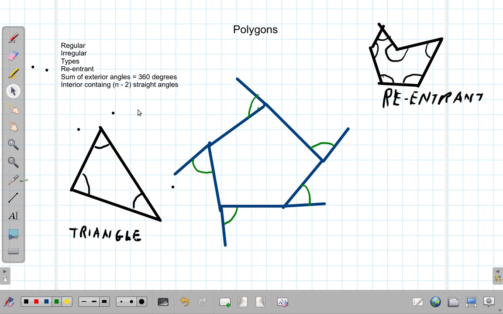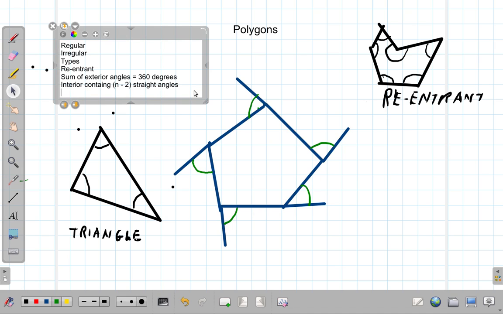Shouldn't have the 180 degrees the same as straight angles, so I was just repeating myself there. Now, it means that you have a formula that you can use to calculate the total angles inside. So, let me write down this formula.